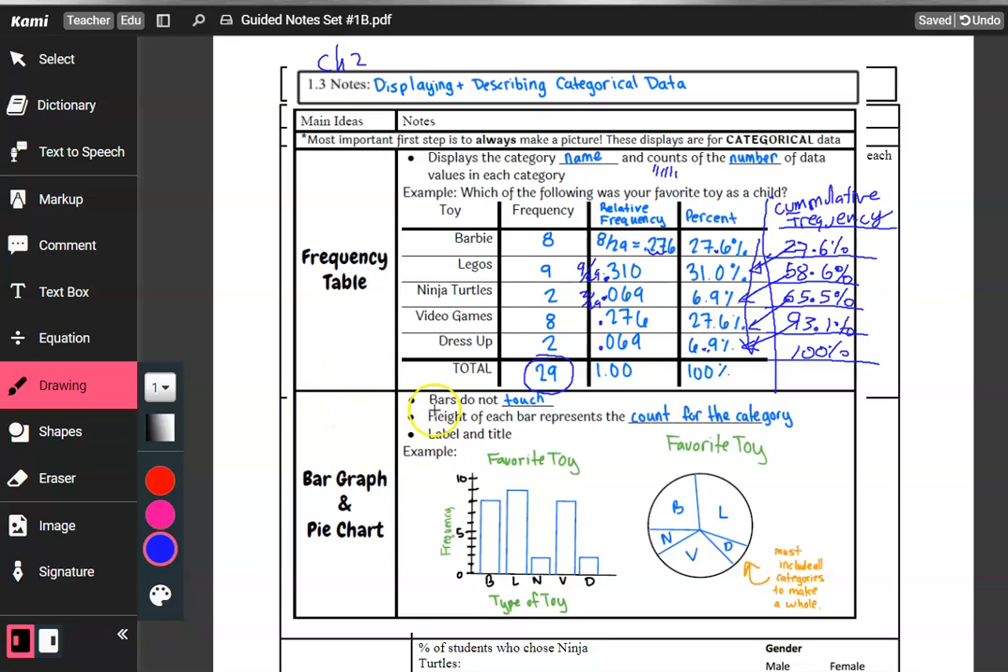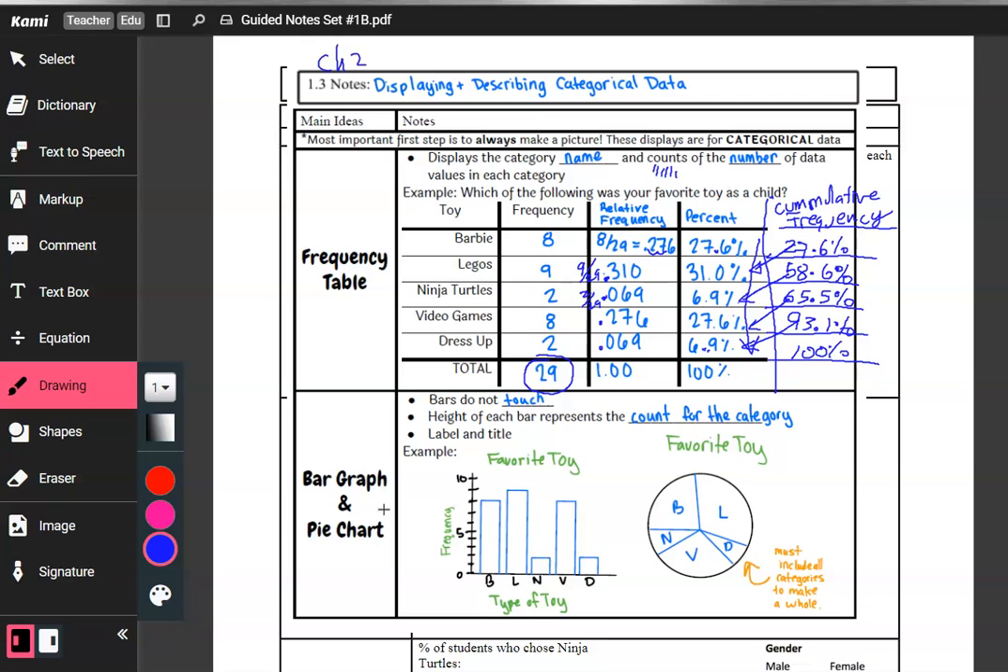Now, the bar graph. To create a bar graph, you must know that bars in bar graphs do not touch. It's okay to have these gaps in between the bars. This is the case differently for histograms when we get to histograms. But for right now, bar graphs do not touch. The height of each bar represents the count for the category.